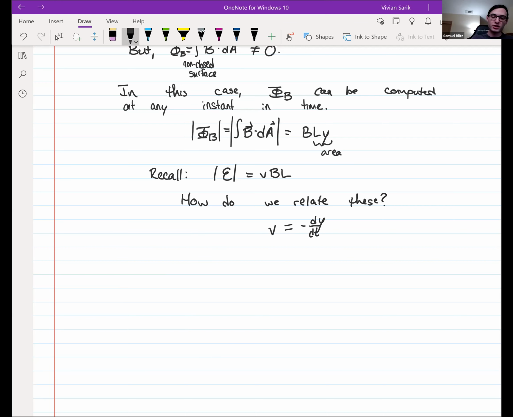And so what we establish is that the magnitude of the EMF is the magnitude of negative dy dt times B times L. I can put magnitudes there, since this is already positive. Now, the magnetic field is constant here. The length is constant, the horizontal length. So this is just the magnitude of the time derivative of B L times Y.